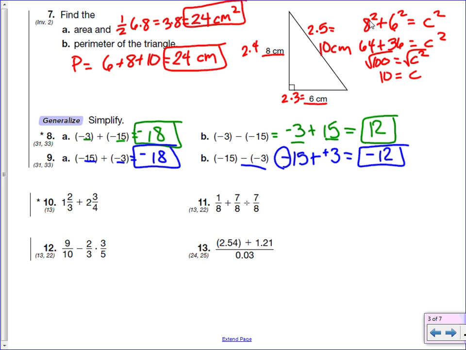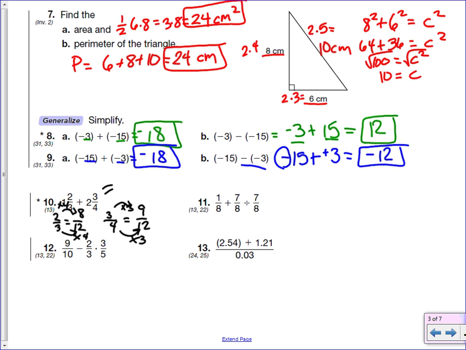1 2/3 plus 2 3/4. Well, if I'm going to do 2/3, I'm going to write that as something over 12. And then I'm going to write 3/4 as something over 12. So to go from 3 to 12, I multiply by 4. Got to do that on the top. 2 times 4 is 8. To go from 4 to 12, I multiply by 3. Got to do that on the top. 3 times 3 is 9.